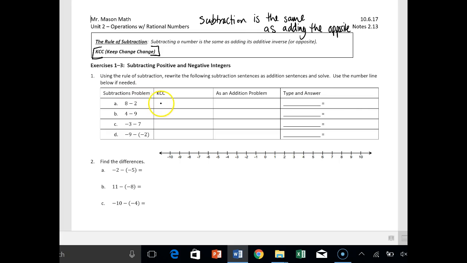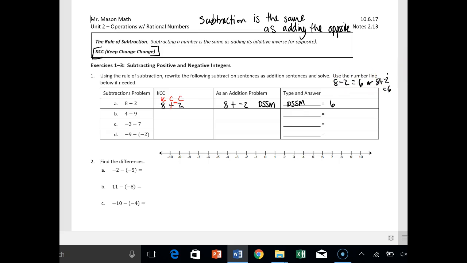So 8 minus 2, keep, change, change. So you write 8 minus 2, then keep, change, change. The subtraction became a positive, the addition sign, and the 2 became a negative 2. So as an addition problem, we now have 8 plus negative 2, which is a DSSM, and that means our answer is positive 6, right? And just think about it. 8 minus 2 just regularly is 6, and 8 plus negative 2 is also 6. So subtracting is the same thing as adding the opposite.